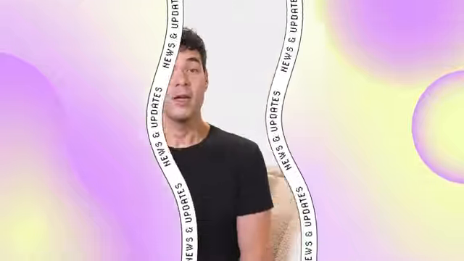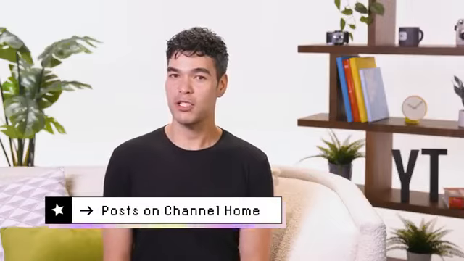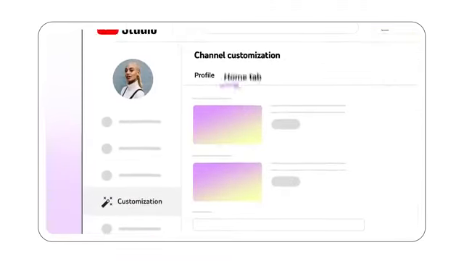engagement. We're adding a post shelf on the channel page, making it easier for viewers to discover your posts. This shelf will be available on both desktop and mobile for creators with at least 2 posts. The shelf will automatically be added to your channel page, and you can change the position of the shelf or turn it off by heading to YouTube Studio, then Customization, then Home tab. We hope this helps more viewers engage with your posts.